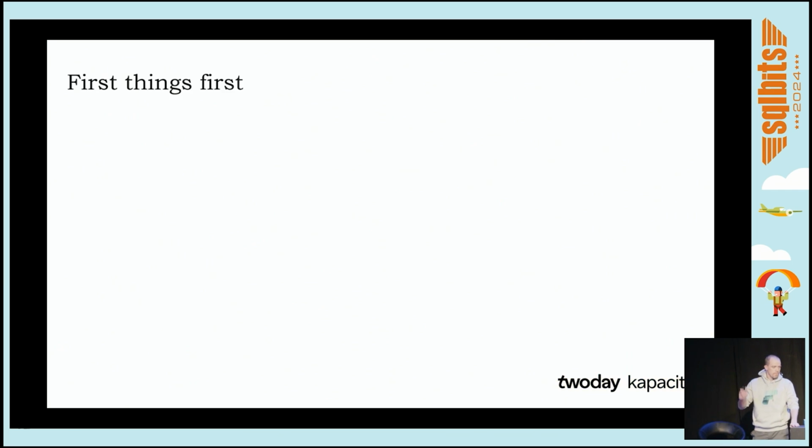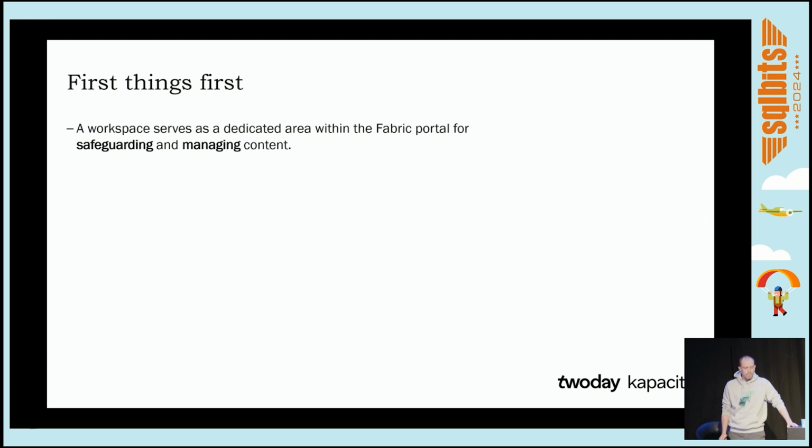So, first things first. This is a 20-minute session, and I could probably talk for a full day on a topic like this. We could have a workshop on it, because it's not something you can do easily. So we need to set some things at the start, and then we'll try to figure out what the most important stuff is, and I have tried figuring that out. So, a workspace serves as a dedicated area within the Fabric portal for safeguarding and managing content. And I hope you all agree on that.